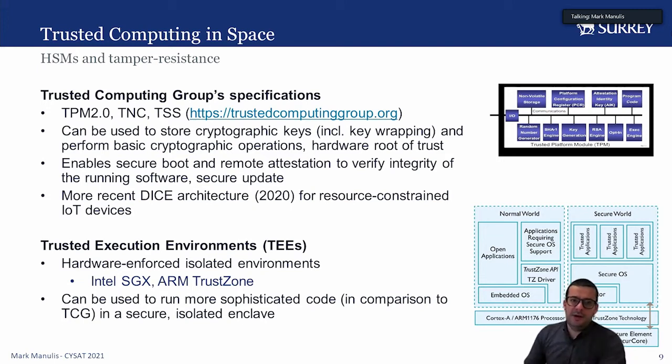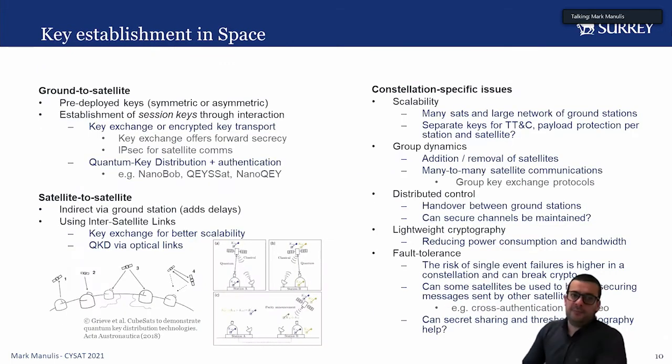So I believe we will see increasing use of trusted computing in satellite constellations. In terms of key establishment, when the satellites are in orbit, they need to communicate. Ground to satellite can typically be done using pre-deployed keys, either symmetric or asymmetric. But it's good practice in crypto to refresh keys for different sessions.